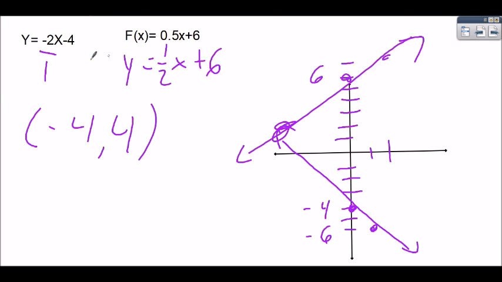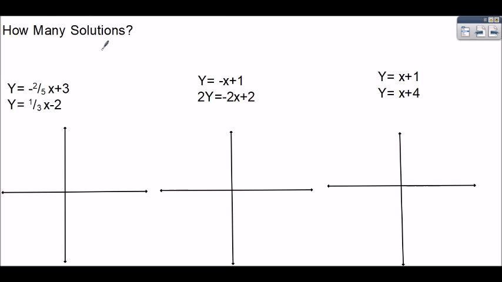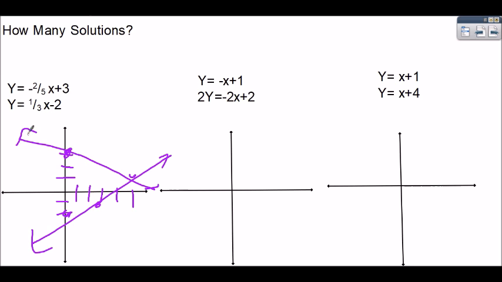So where did these two lines cross? Is at negative 4, 4. All right, how many solutions? That just means how many times do the two lines cross. So we're just going to graph our system of equations and then see how many times they cross. So my two lines cross one time. So how many solutions? This would be 1. And then where does it cross? It crosses at negative 4, 4.